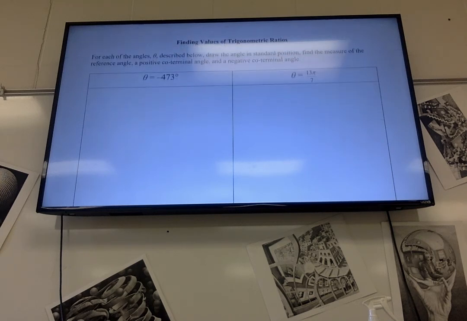It was more in-person stuff to help with the stuff that I had taught virtually because I had that workshop. So today we're going to start on this section, finding values of trig ratios. There we go. Does anybody have any homework questions? I guess I should ask that at the very beginning.